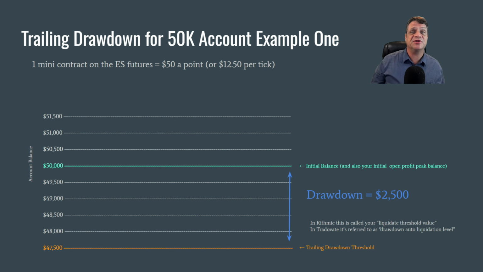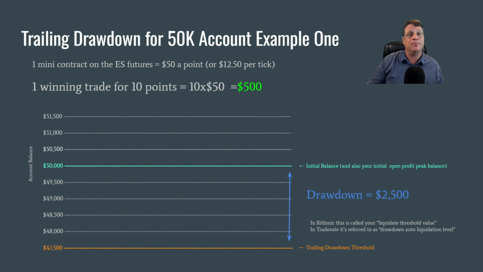Let's say you place a trade with one mini contract on the ES, which is the S&P 500 futures contract symbol. The ES is $50 a point per mini contract. So let's say that you place a winning trade for 10 points. That will be $500 in profit. This will affect your open profit peak balance, your trailing drawdown threshold, and your drawdown. Stay with me and I will show you what I mean.